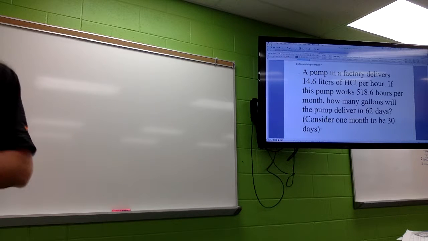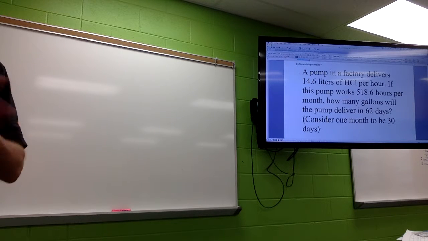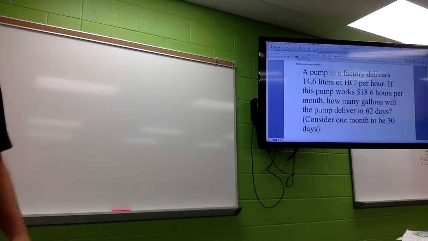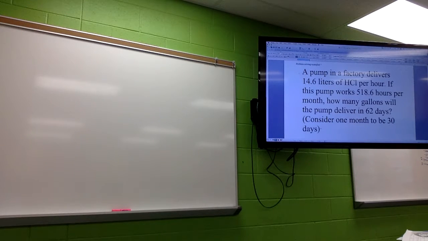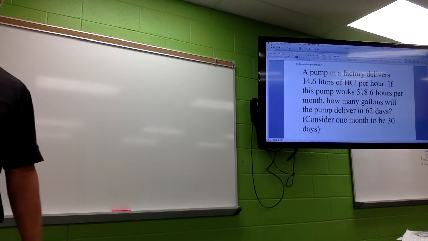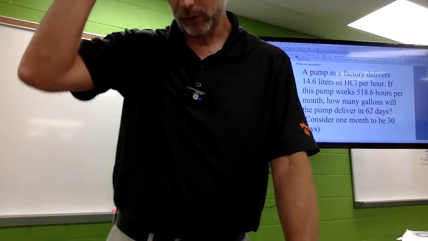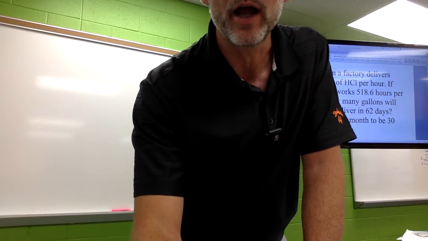Hey, we've got one. Hannah, right? There's liters per hour. Be specific. 14.6 liters of hydrochloric acid per hour. Now, how did you know those two things were related to each other? The per. Thank you. And what does per mean mathematically? Divide. Good. That's a clue. That's something to look for. I'm going to underline that.